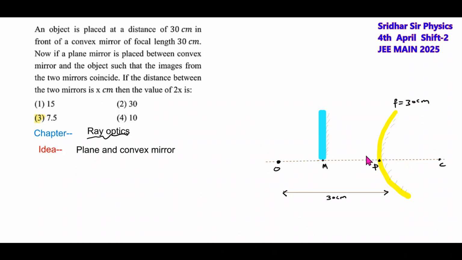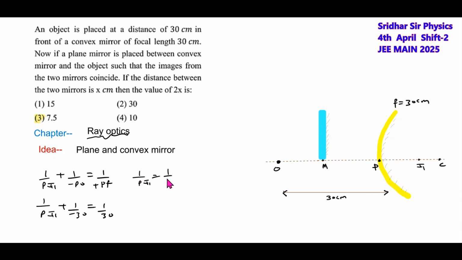First the object is kept, and it will form the image here, I1. We'll use the mirror formula, 1 by PI1 minus 1 by PO plus 1 by PF. This will be 1 by PI1 minus 1 by 30 plus 1 by 30, which is 2 by 30. So PI1 will be 15 centimeter.